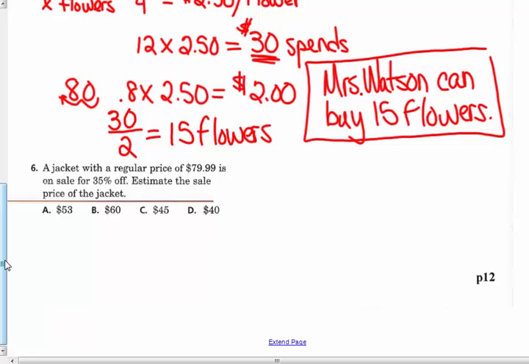A jacket with a regular price of $79.99 is on sale for 35% off. Estimate the sale price of the jacket. It's 35% off.